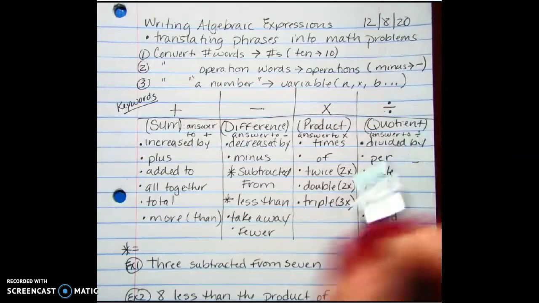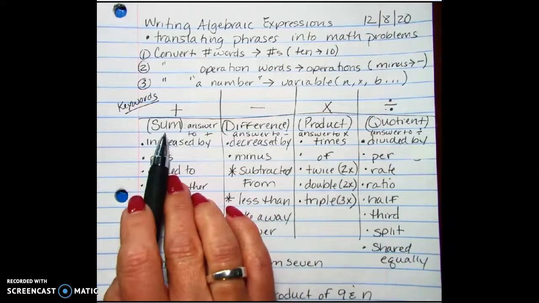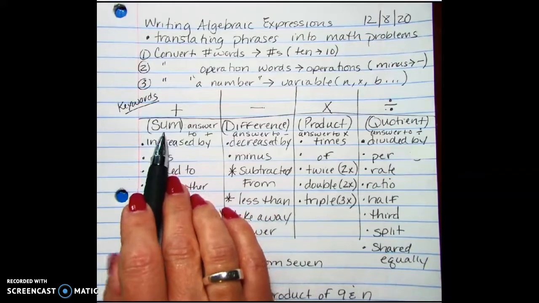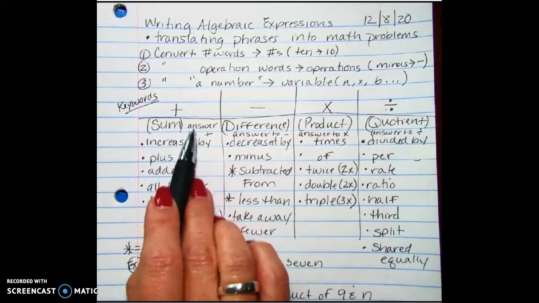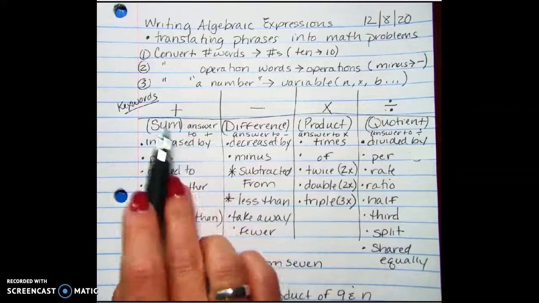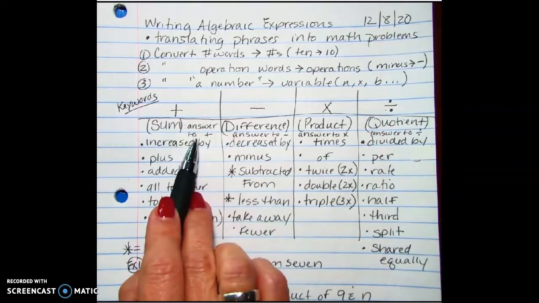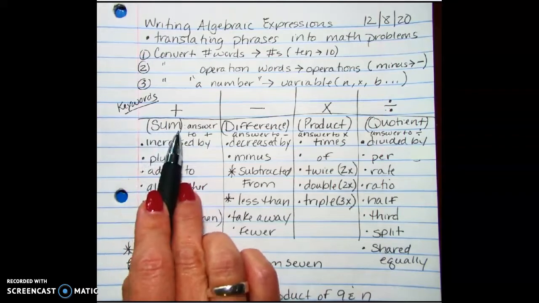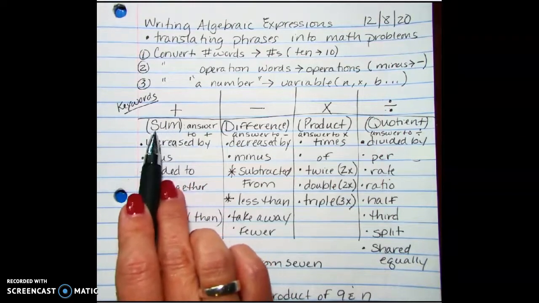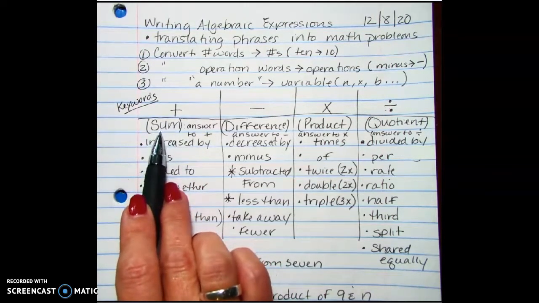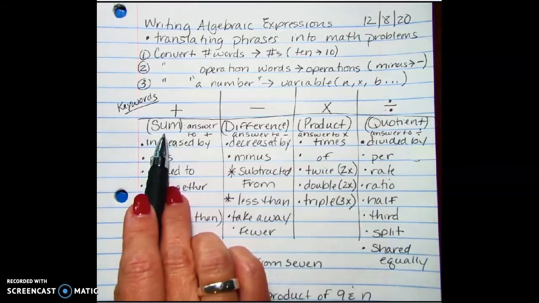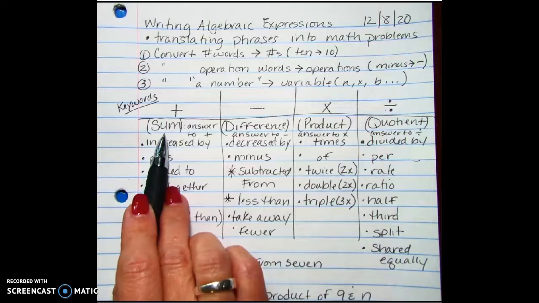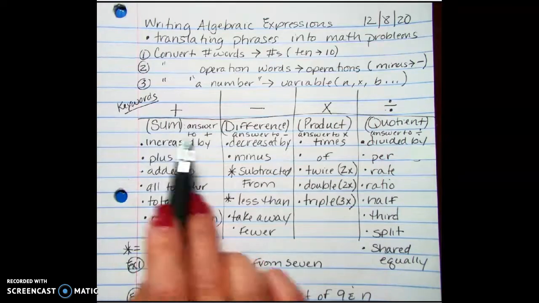Now, the very first keyword is the word sum. And you should know by now that the word sum means an answer to addition. Not just addition, but an answer to. Since it's an answer to addition, we put parentheses around it. This way we know we need to possibly do this operation first if we have multiple operations in our expression.